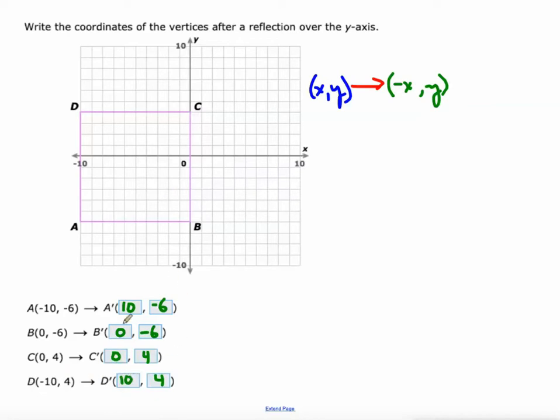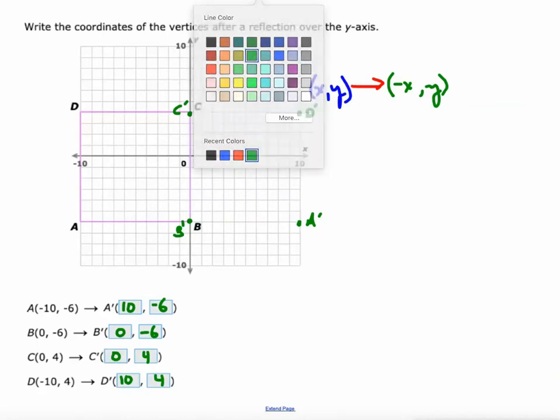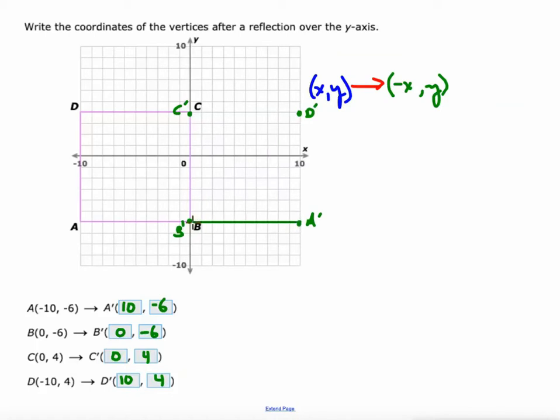Let's graph it and see if it worked out right. 10, negative 6 would be right here. That's A prime. 0, negative 6. That's right here. Notice it didn't move at all because it's on the y-axis, and that's the line of reflection. 0, 4. Same thing here for C, turning into C prime. And 10, 4. 10 to the right, 4 up. There's D prime. So A prime, B prime, C prime, D prime. There's our new image after reflection over the y-axis.